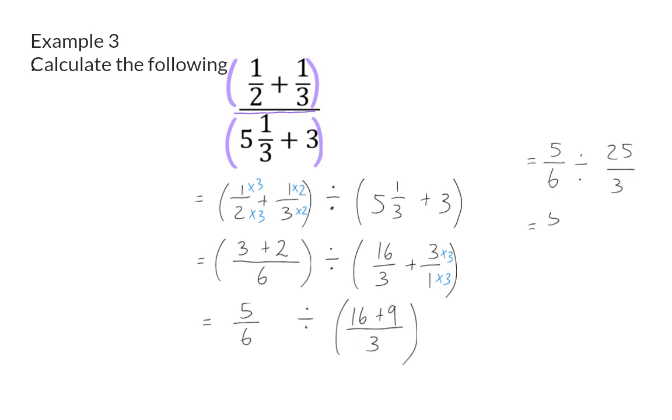In the next step, I will rewrite the division as multiplication and then multiply by the reciprocal or swapped around fraction. Next, I can simplify by dividing the numerator as well as denominator by 5 and also dividing the numerator and denominator by 3. So finally I have in my numerator 1 times 1 and in the denominator 2 times 5.